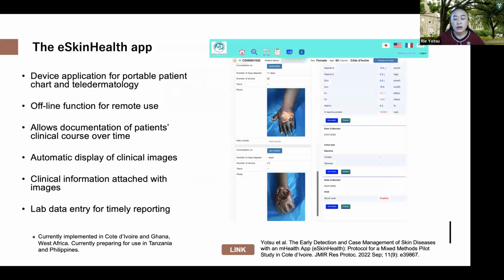This is the eSkinHealth app. Just briefly, the device functions as a portable patient chart that the nurses or community health workers use on tablets, and to address the poor internet connectivity that we have, there is an offline function for remote use. This allows organization of patient clinical information and clinical images in chronological order. And we also have a function to input the exam so that the workers at the periphery get these results back.